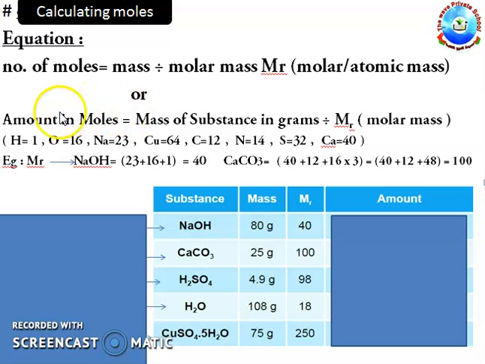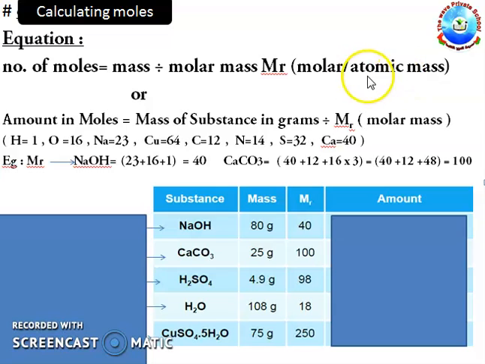Got it? There is one more equation, that is amount in moles equals mass of substance in grams divided by molar mass. These both equations are allowed, they are the same. Now see students, how you will calculate the molar mass or atomic mass.